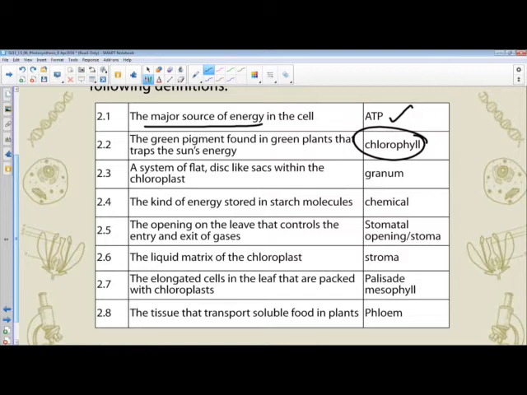A system of flat disc-like sacs within the chloroplast, and that's what we've been talking about. So it refers to these flat structures that are stacked one on top of the other, and we refer to that as the grana, or the granum.